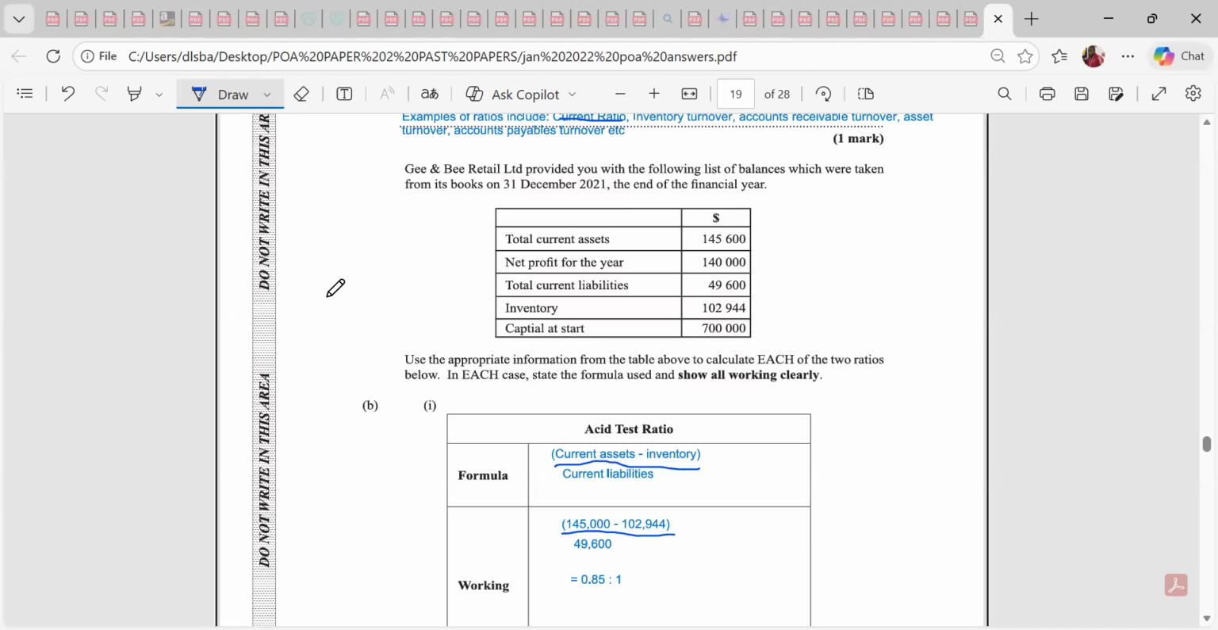Whatever answer you get, put it as a ratio to 1. So if the answer is 9, the answer will be 9 to 1. If the answer is 0.2, the answer will be 0.2 to 1. In this case, the answer is 0.85. So you're putting it as 0.85 to 1.